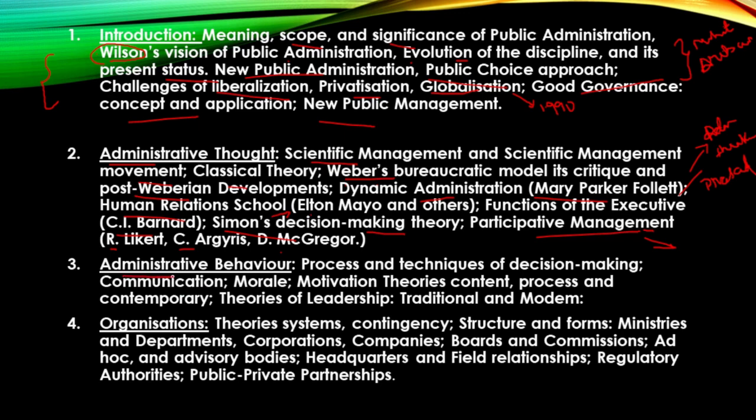The third unit is administrative behavior. What processes and techniques are involved in decision making in public administration, and communication, morale, motivation theory and process, contemporary theory of leadership, traditional and modern. For this topic, refer to Administrative Thinkers by Prasad and Prasad, or Public Administration by Spectrum and by Lakshmikanth. These are the books to be referred to for the public administration optional for the exam.